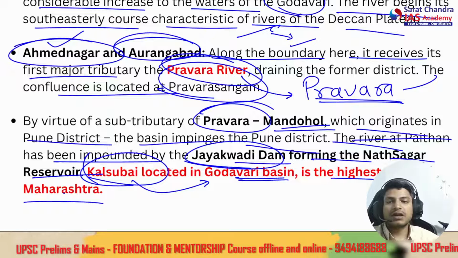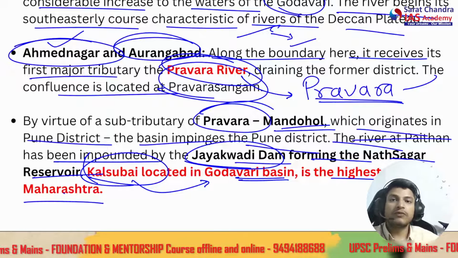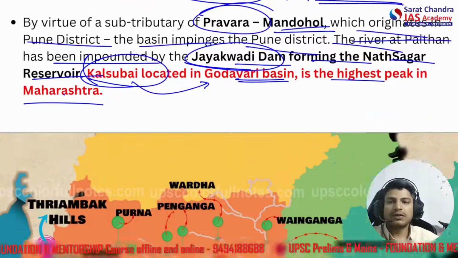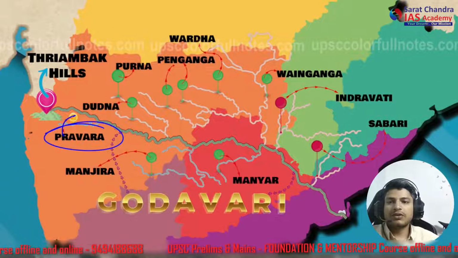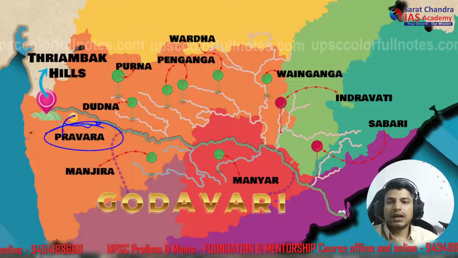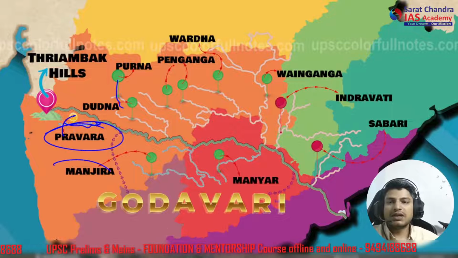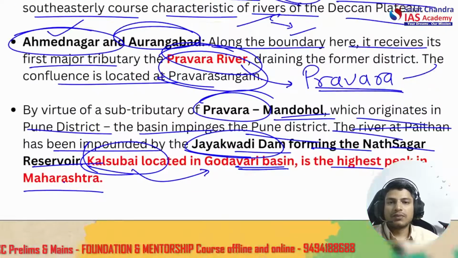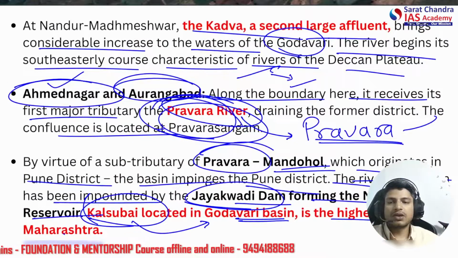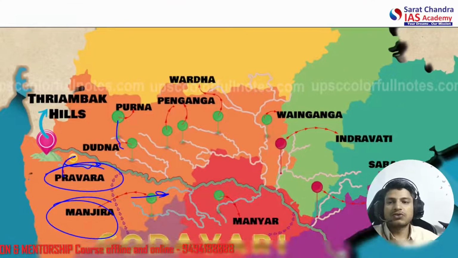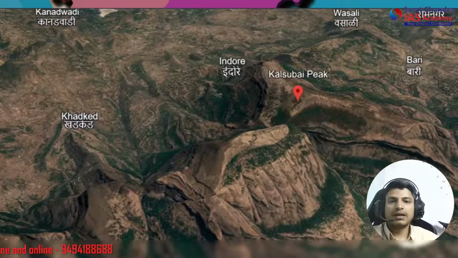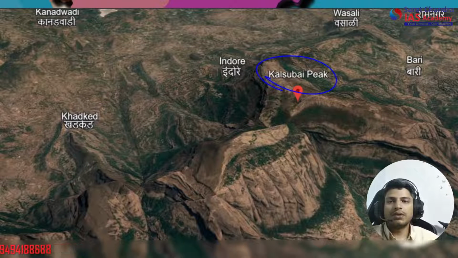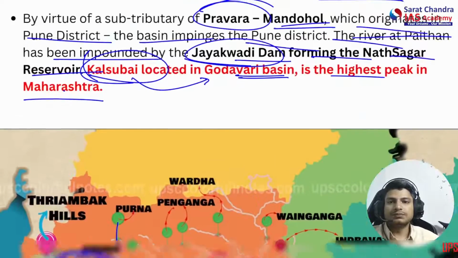So which is the highest peak in Maharashtra? Kalsubai, and located in the basin of which river? Godavari river. Please remember this. Okay, so what we see? Pravara, coming from here. We read about this Pravara river. It is joining here, and then the Purna and Manjira, etc. We'll see in further. Okay, so Pravara is the one that we are talking about here. It is the first large tributary to join the Godavari, Pravara. Please remember. Okay, here is the Kalsubai peak, which I am talking about, that it is the largest, highest peak of Maharashtra.